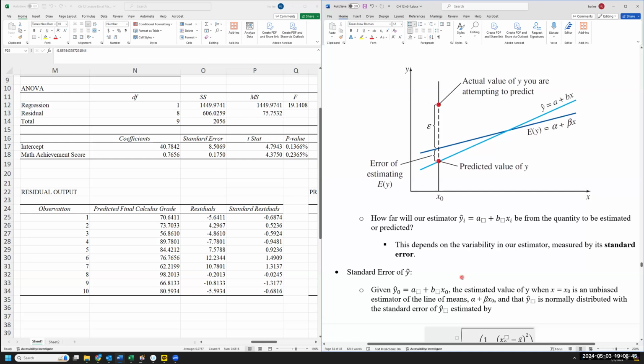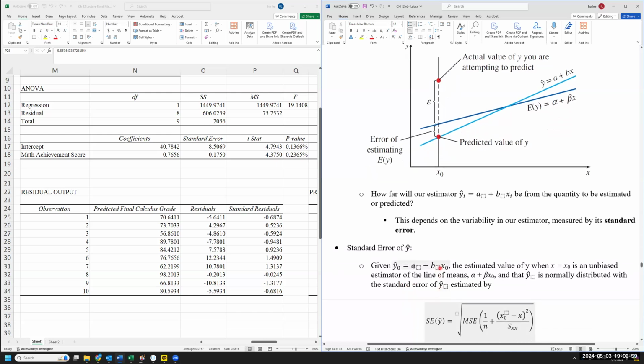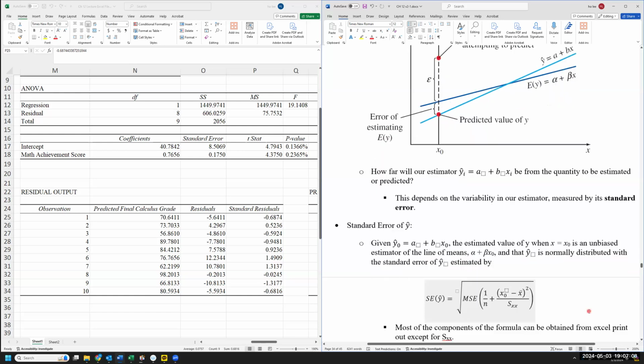So first, what we're going to do is talk about estimation and the standard error associated with estimating Y hat. Okay, estimating Y, which is Y hat. So given we have some X naught, we plug it into our estimated model, we get Y hat naught. Okay, get this value here.